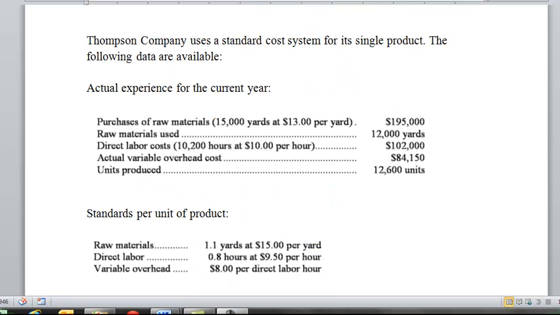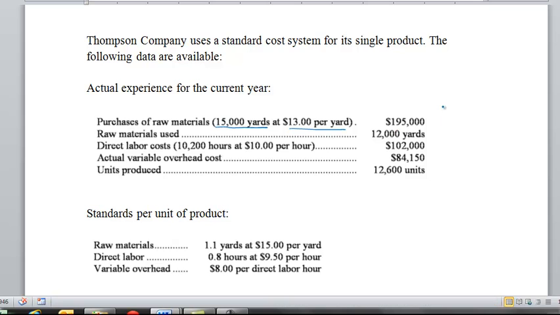Now we're going to go to a comprehensive variance analysis problem. Thomson Company uses a standard cost system for its single product. The following data is available. Actual experience for the current year. So we purchased raw materials, namely, we purchased 15,000 yards at $13 per yard for a total cost of $195,000. We used, however, only 12,000 yards.